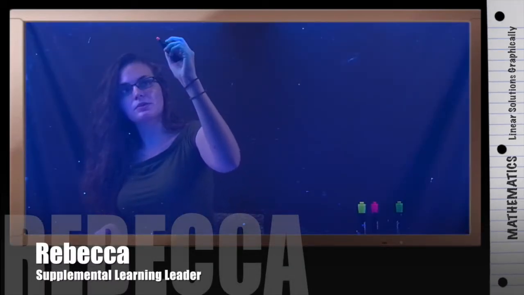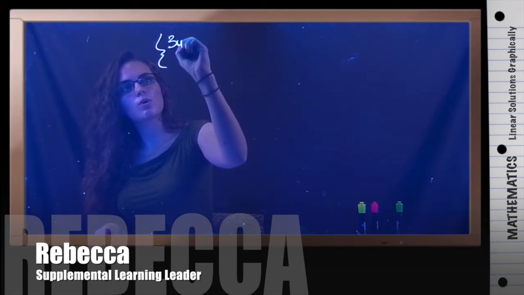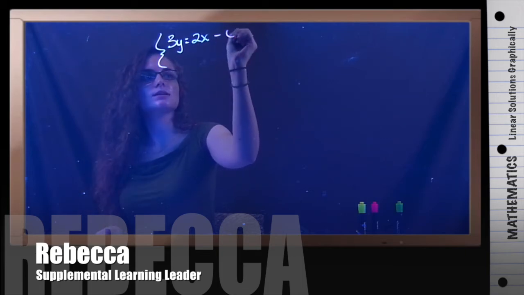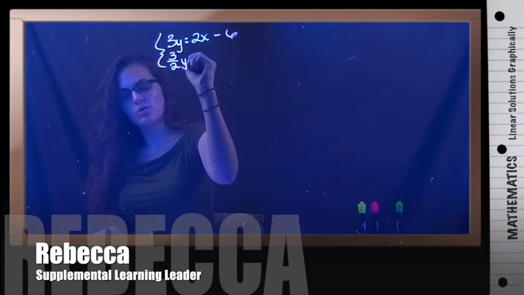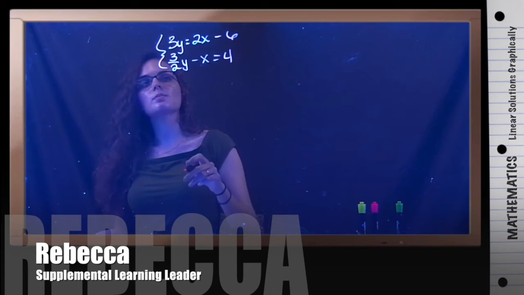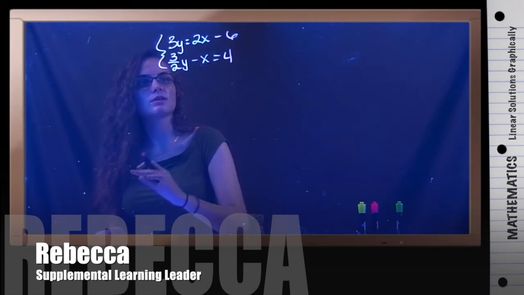For this example, we're going to solve the system by graphing. So our system is 3y equals 2x minus 6 and 3 over 2y minus x equals 4. So remember, we have to solve for y first before we can put them into the graphing calculator.